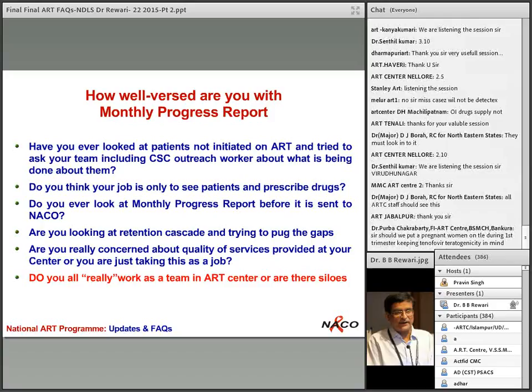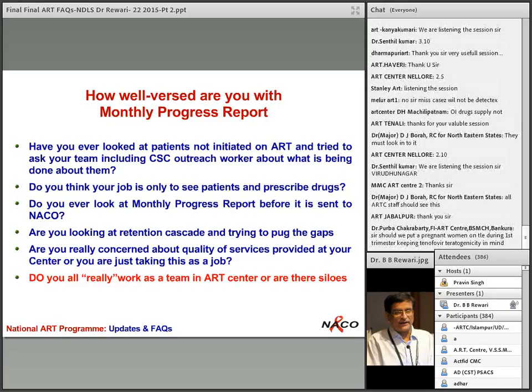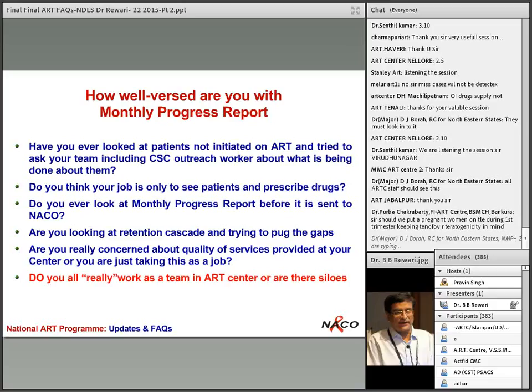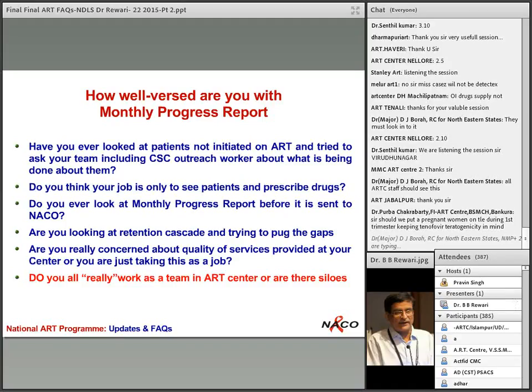When you have a simplified first-line regimen, one alternative regimen, a simplified second-line regimen, no third-line regimen, only CD4 count monitoring, no viral load monitoring unless you fail on CD4. Do you think it is your job to see only patients and prescribe drugs, or do you have to look at the registers, reports, monthly progress report? Yes, it is your job as per your technical terms of reference.